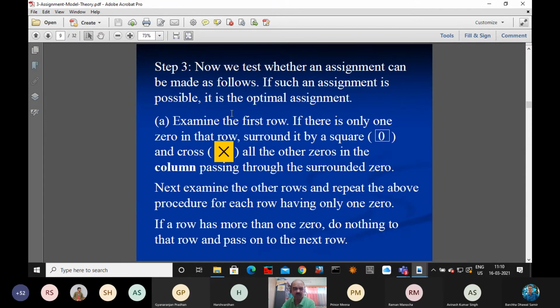Examine the first row. If there is one 0 in that row, surround it with a square in this manner, and cross out all other 0s in the column passing through the surrounded 0.